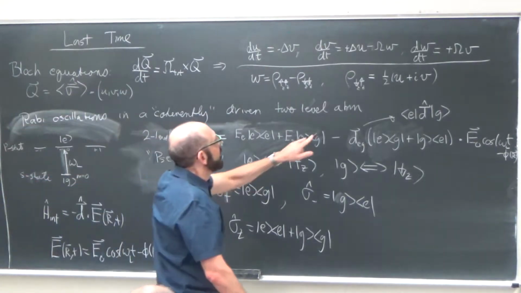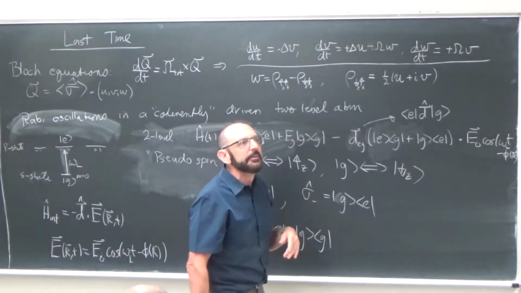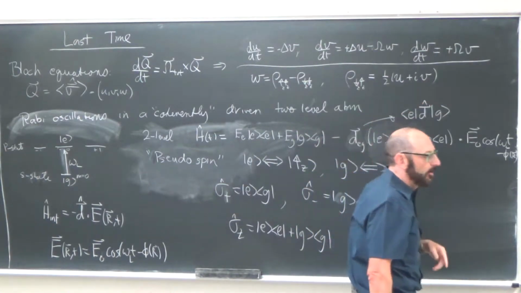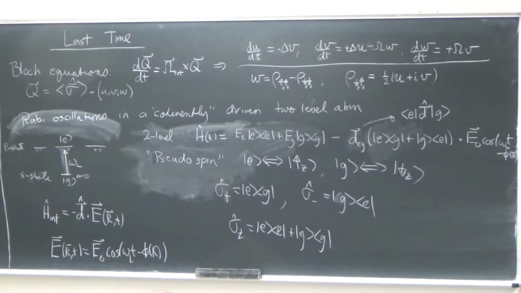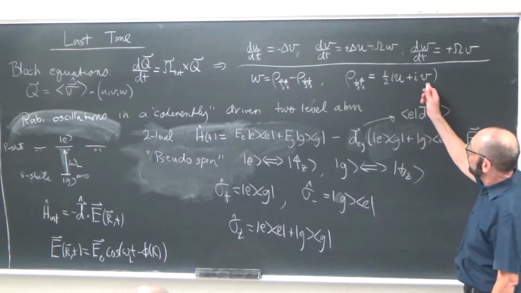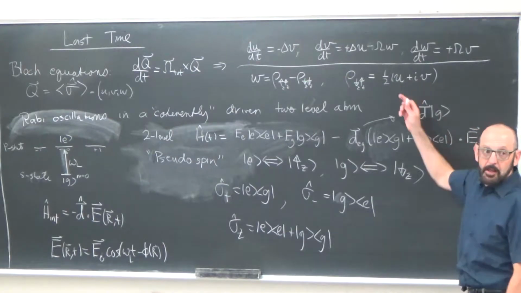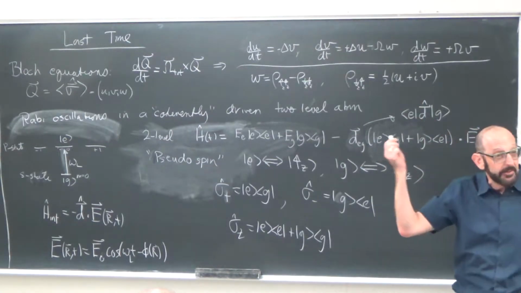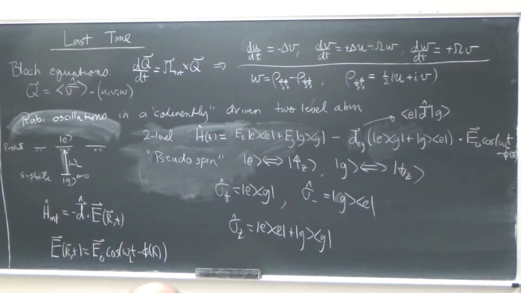Whereas the off-diagonal elements are related, the real and imaginary parts of the coherence represent the x and y components of the Bloch vector, right? Because they lie in the equator of the Bloch sphere. And the equator of the Bloch sphere tells me something about quantum coherence, right?